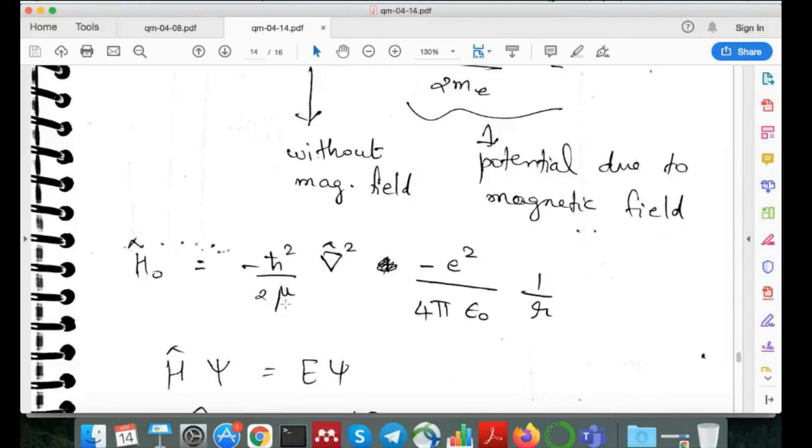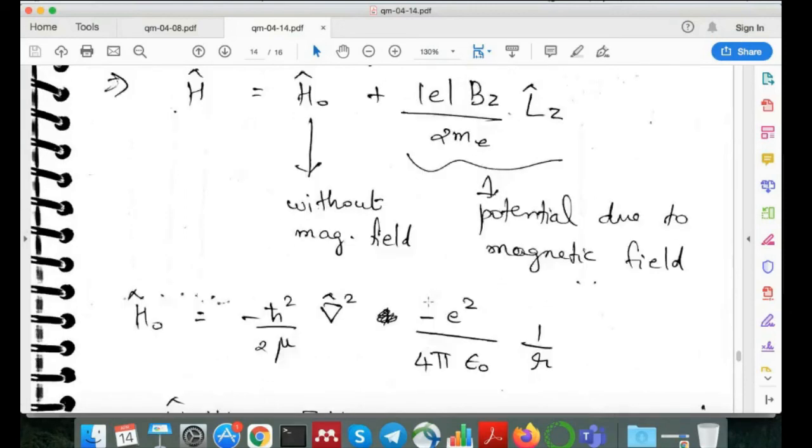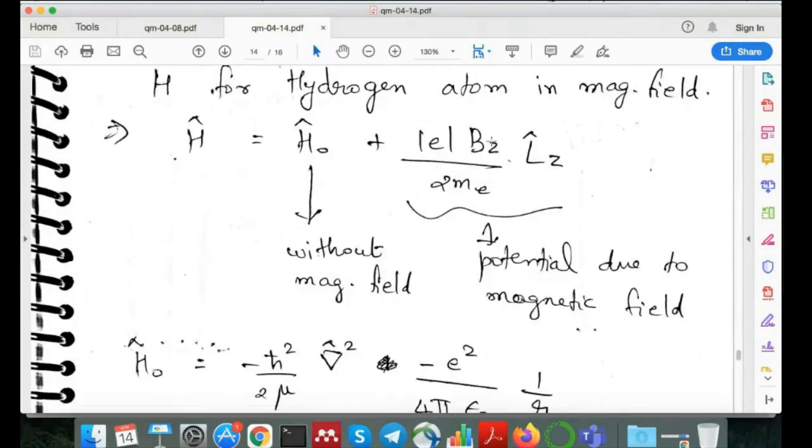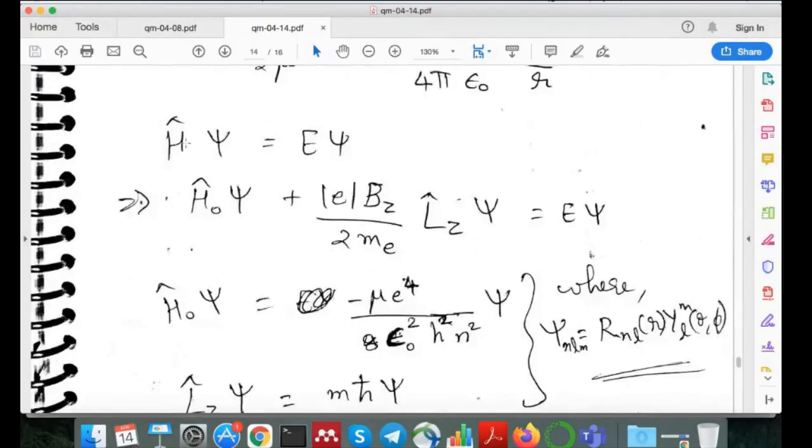Okay, remember that this mu is different. This is the reduced mass, okay? And then you have this potential which goes as 1 by R, the Coulombic potential. So this is your H naught, and to this H naught we are adding one more potential which is due to the magnetic field. So this becomes your Hamiltonian, and then we solve for this.